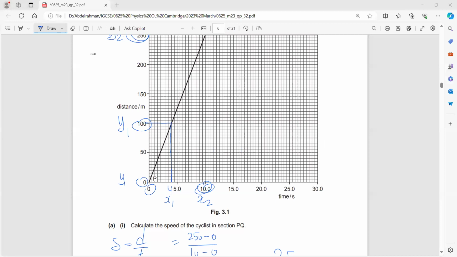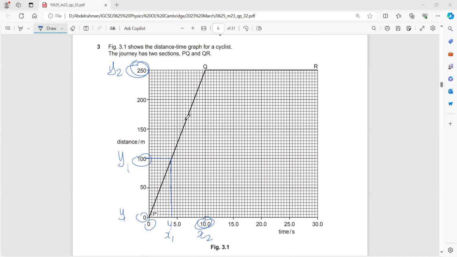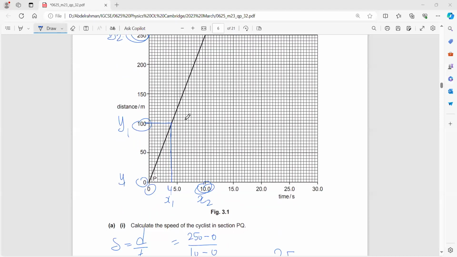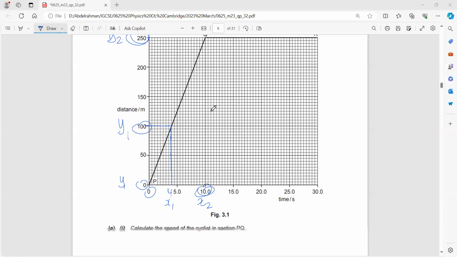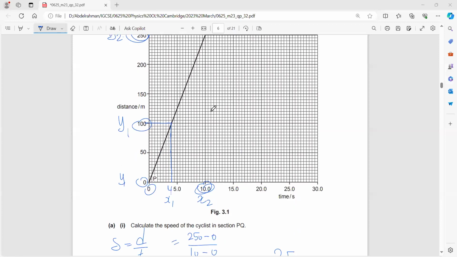Any questions? I still don't understand the formula, x2 minus x1 and y2 minus y1. Slope, gradient. You took gradient in math, right? But I can't understand when to use it. Okay, distance time graph. Whenever I ask you about the speed in the distance time graph, it is the slope.